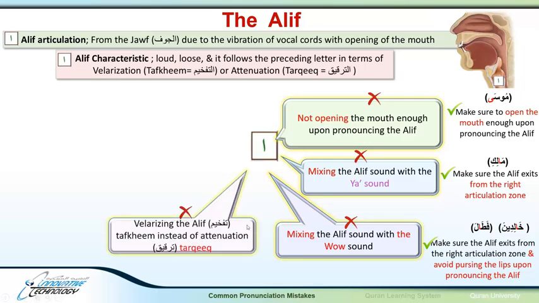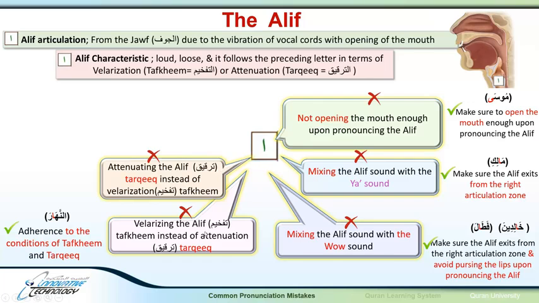The fourth mistake is basically velarizing the alif, making tafkhim instead of attenuating it, tarqiq. And the example is an-nahar, O instead of A. O is velarized, A is muraqqaq, attenuated. So the proper way of pronouncing this alif is an-nahar. So we have to adhere to the conditions of tafkhim and tarqiq. An-nahar is wrong, an-nahar is right.